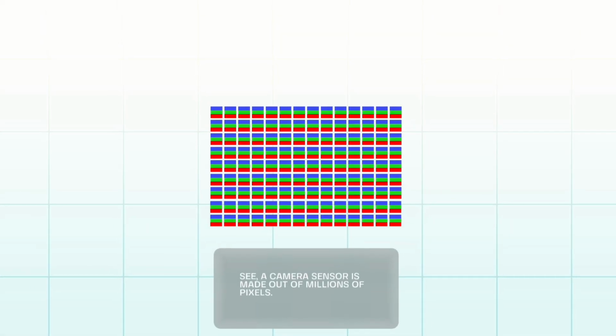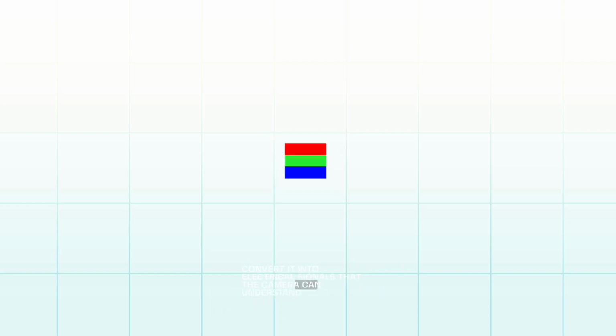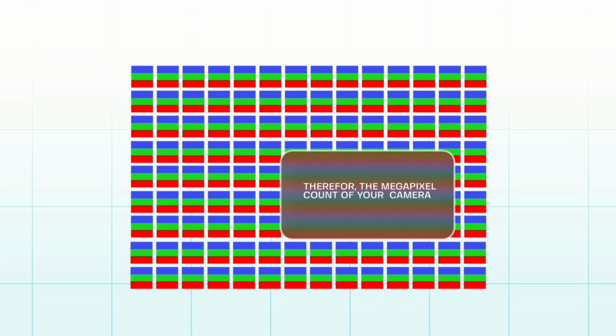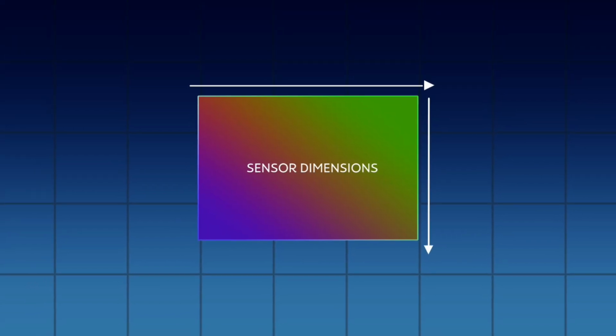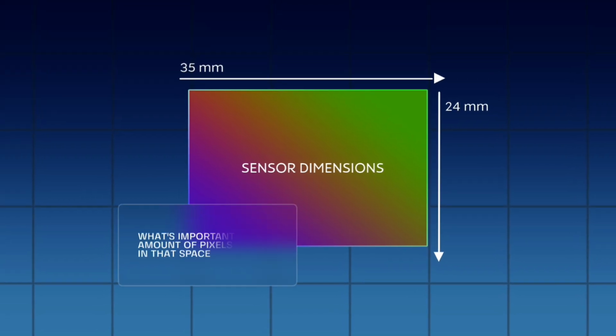See, a camera sensor is made out of millions of pixels. Think of pixels as tiny light gathering buckets that capture light and convert it into electrical signals that the camera can understand. 1 megapixel has about a million of these pixels. Therefore, the megapixel count of your camera is how many millions of pixels its sensor has. Let's talk about dimensions. Most full-frame cameras typically have dimensions of 35 by 24mm sensors. What really differs is the amount of pixels packed in that space.